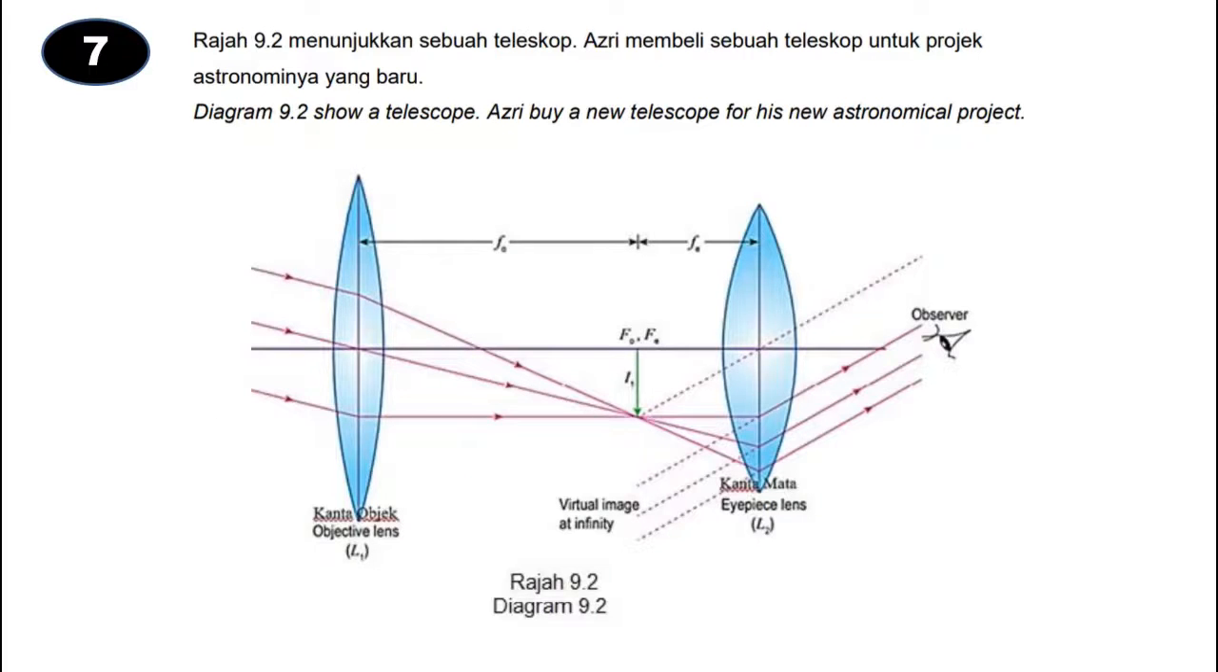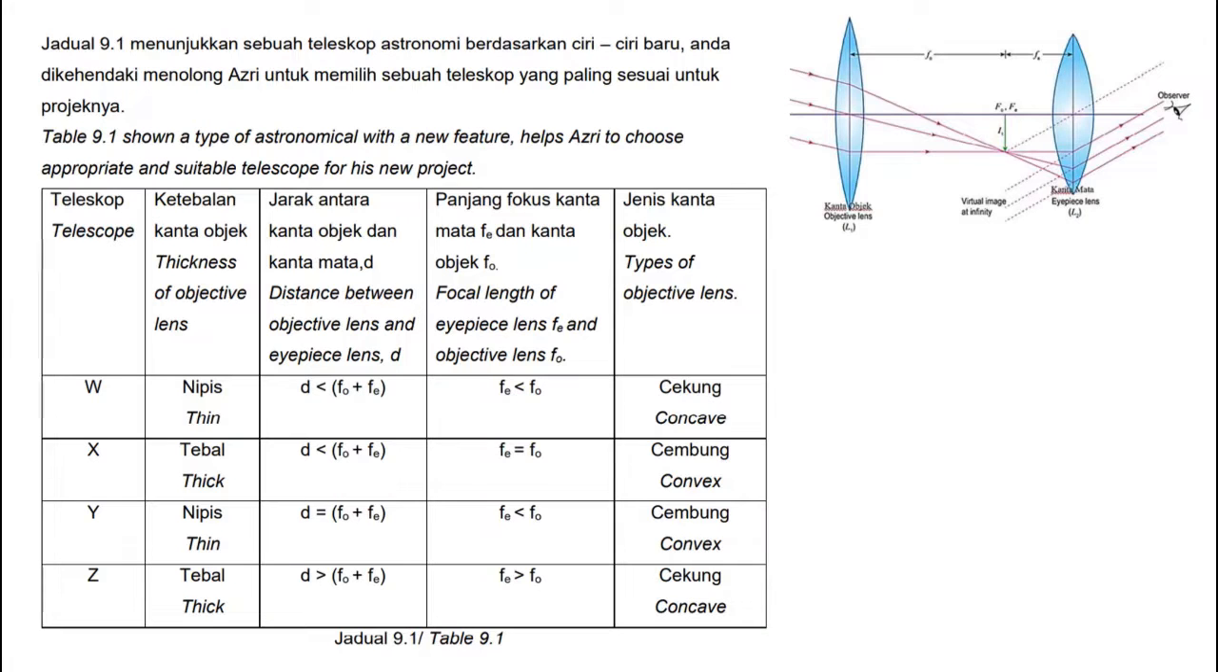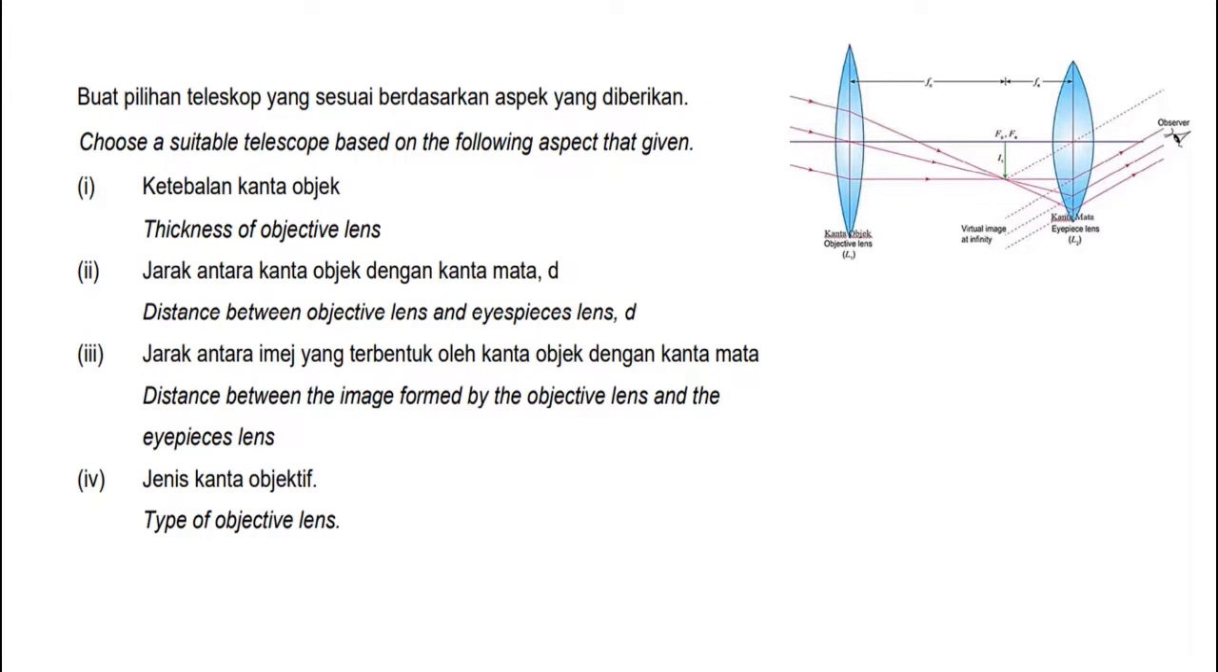Question 7 is the last question, about a telescope. Based on the information in table 9.1, you need to help Azri choose a suitable telescope. We have to choose the suitable telescope based on the following aspects. First, thickness of the objective lens. Second, distance between the objective lens and eyepiece lens, d. Number 3, the distance between the image formed by the objective lens and the eyepiece lens. And the last one, type of objective lens.